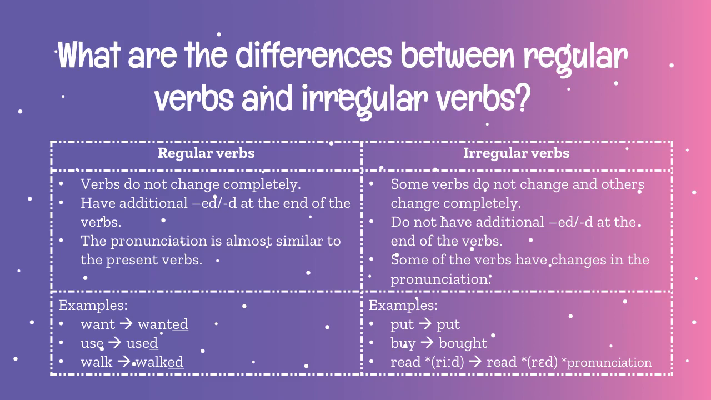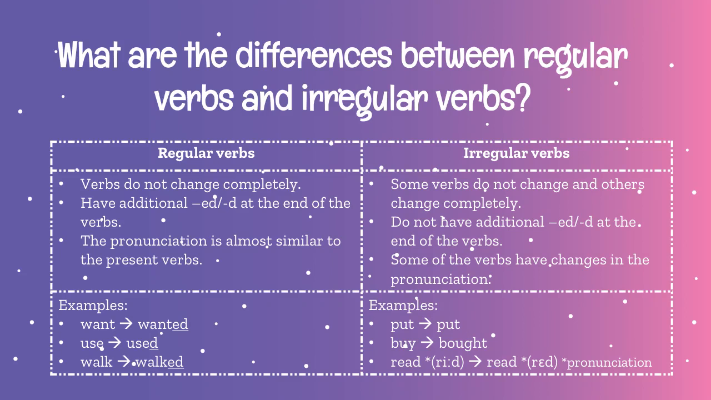In the irregular verbs, it's pretty much different from regular verbs. First, some verbs do not change. But some others change completely. Okay? Some verbs do not change at all. But others change completely. And they do not have an additional ed or d at the end of the verbs. You do not need to add ed or d at the end of the verbs. And the last, some verbs have changes in the pronunciation completely.